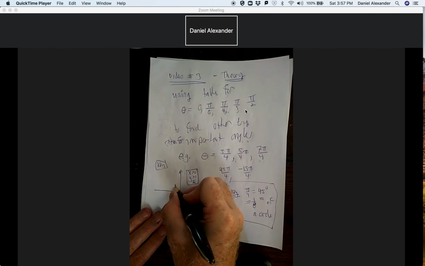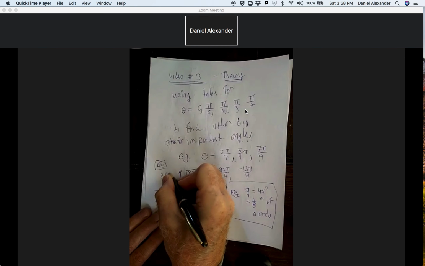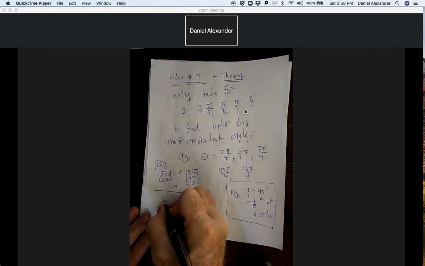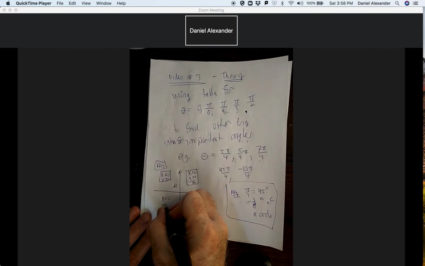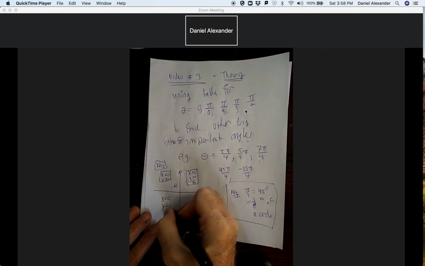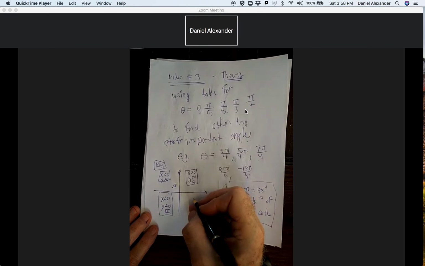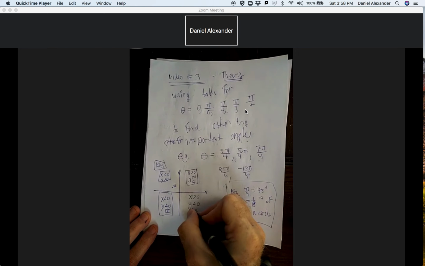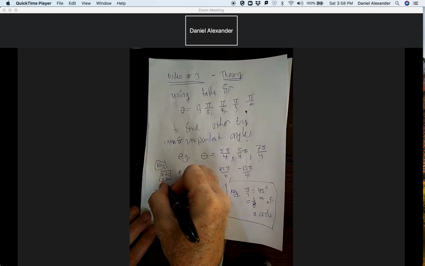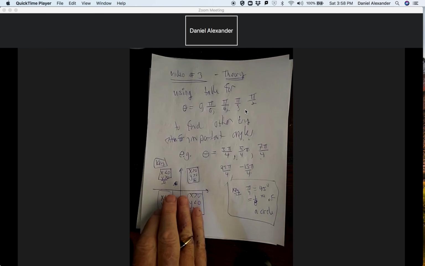In quadrant 2, we know that x is negative, but y is greater than 0. In quadrant 3, x is on this side, so it's negative, and y is below the x-axis, so y is negative. And over here in quadrant 4, x is positive, but y is less than 0. I just want to remind you of the signs of x and y. Okay, so let's go to it.